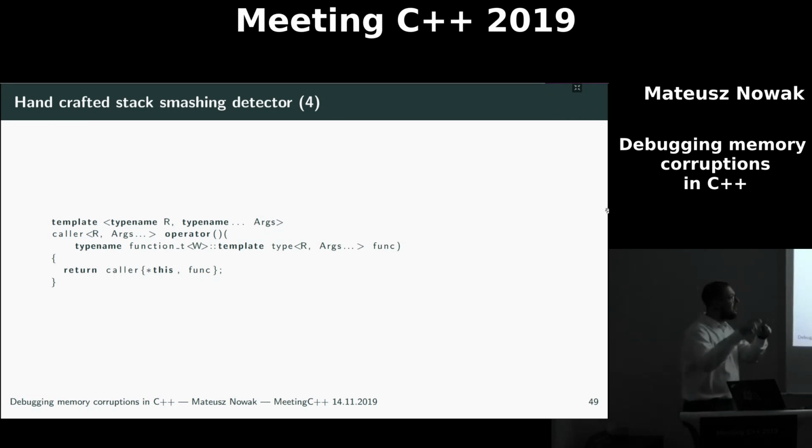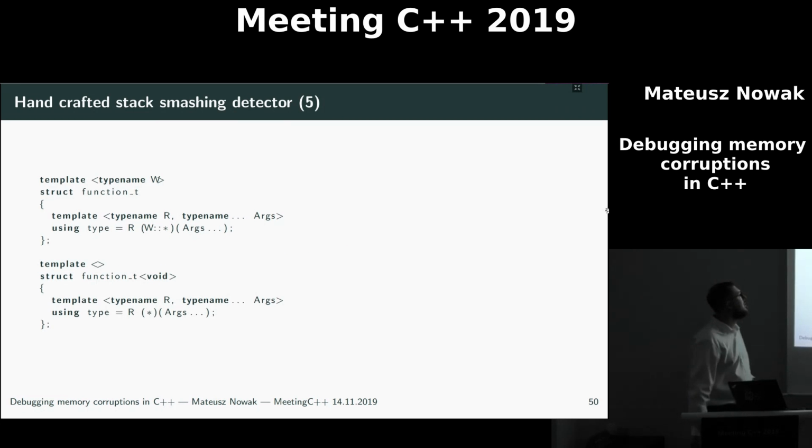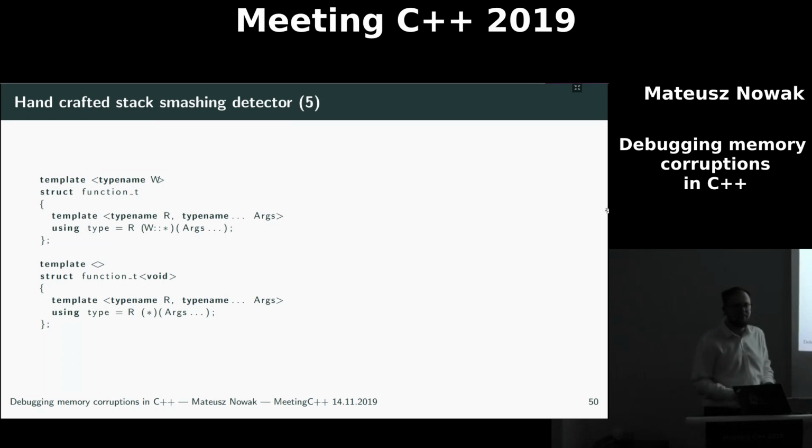Then we have operator parentheses, which gets the function to be called, creates some helper structure instance and returns it. This function T is pretty nice. Here it can be automatically detected which type of function is called, the one for the class member or the one for the freestanding. We have ellipses for the arguments, so we can pass any number of arguments, and all the types using these helpers can be detected, so we don't need to pass them explicitly.